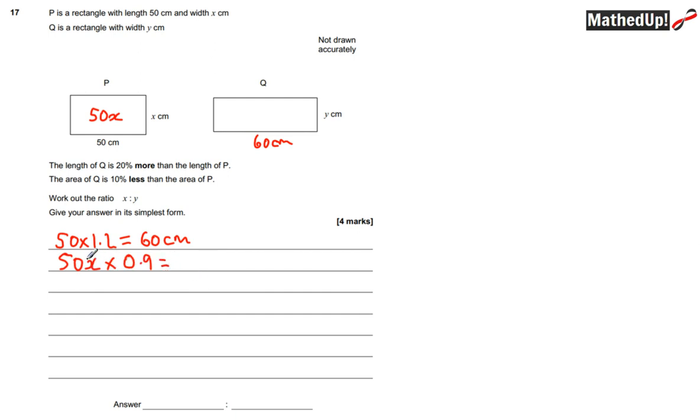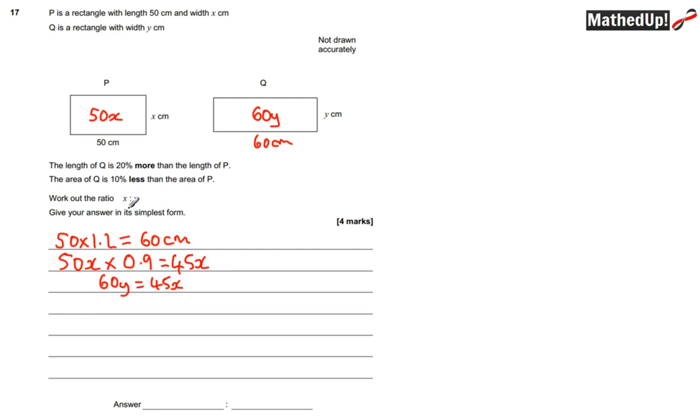And 50x times by 0.9, well, 50 times by 0.9 is 45. That's going to be 45x. Okay, so that's going to be the area of Q. And we also know the area of Q, well, that's going to be 60 times y, so that's going to be 60y. So 45x and 60y must be equal to each other. So I can say that 60y is equal to 45x.